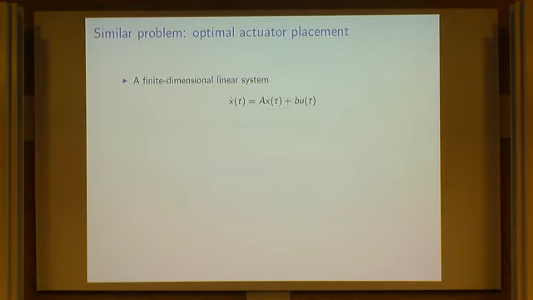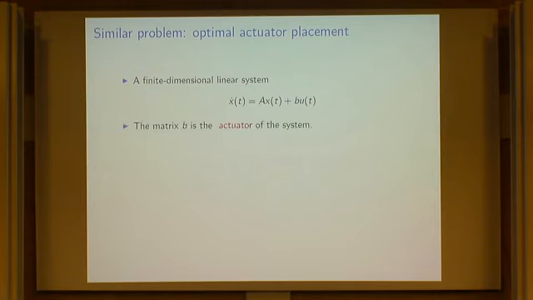Okay, so I told you about the optimal actuator placement problem. Here is a dual problem. Mathematically it gives rise to the same problem, but there is nothing stochastic here. You have what's called a finite dimensional linear system, X dot is AX plus BU. U is called the control, B is called the actuator, and this is the state, which evolves according to linear dynamics.